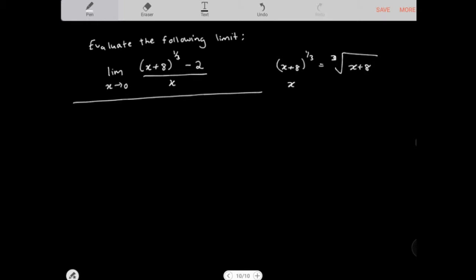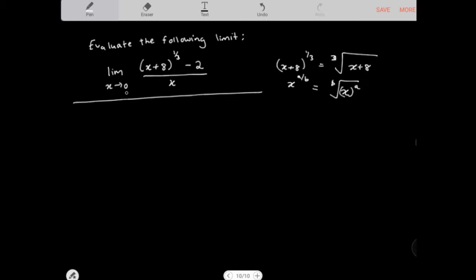And this goes back to our exponent rule. X to the power a over b is going to give us a radical, x being the base, to the power of a, with index b. And the index here is 3, so this is a cube root. Anyways, let's try to look at this limit.